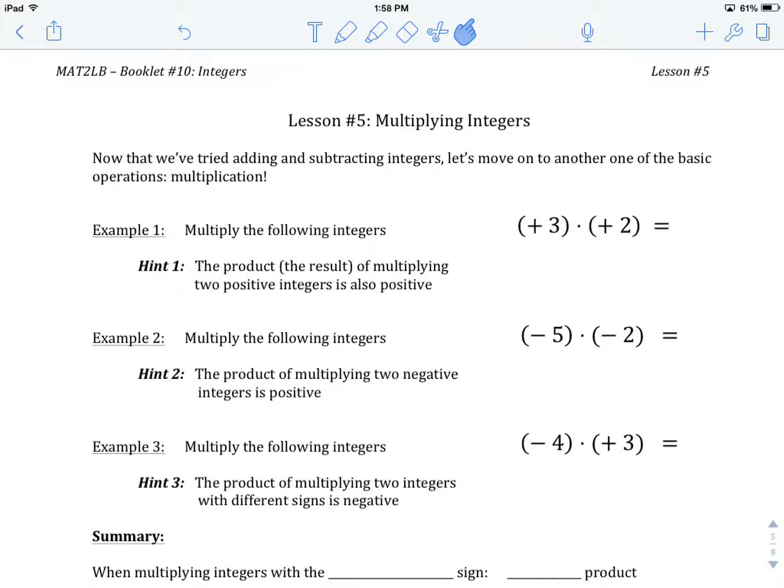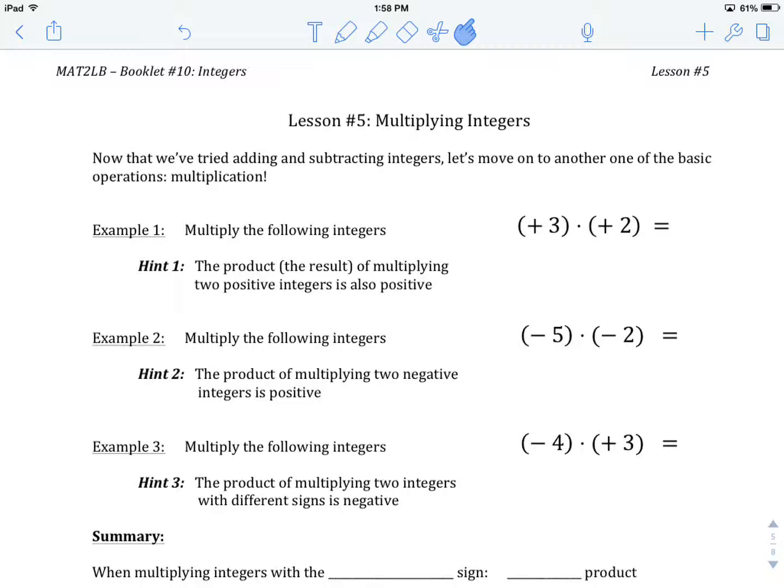Welcome to Integers, lesson number 5, multiplying integers. So we've got addition and subtraction, that's in the rearview mirror now. We're going to look at the third basic operation, which is multiplication. Let's just jump right in with example number 1.